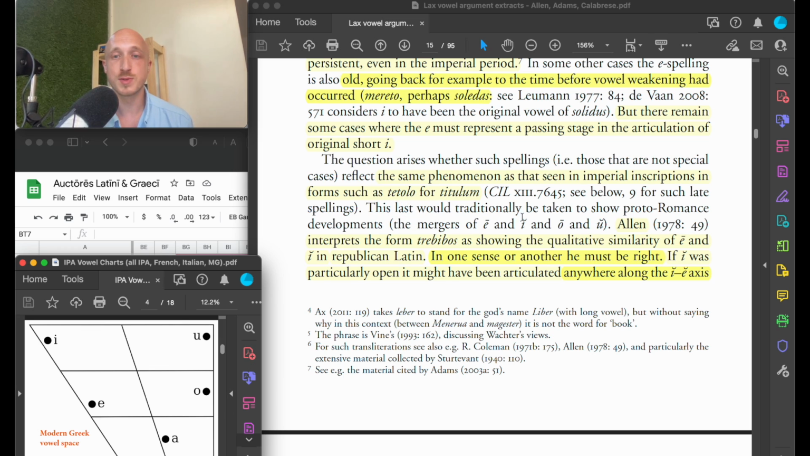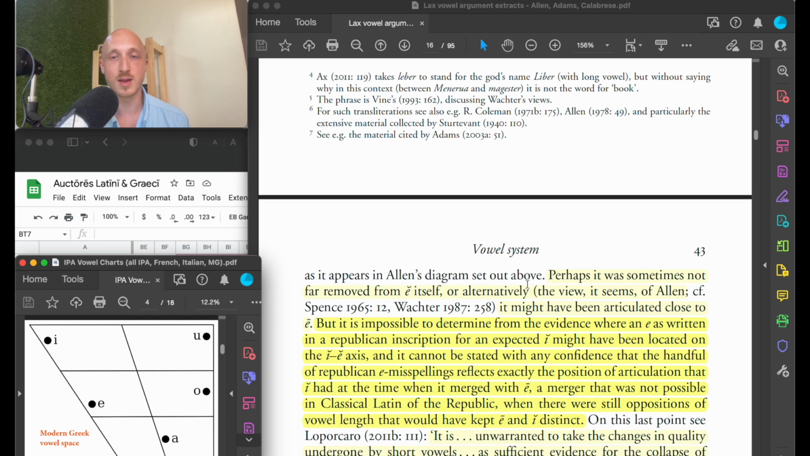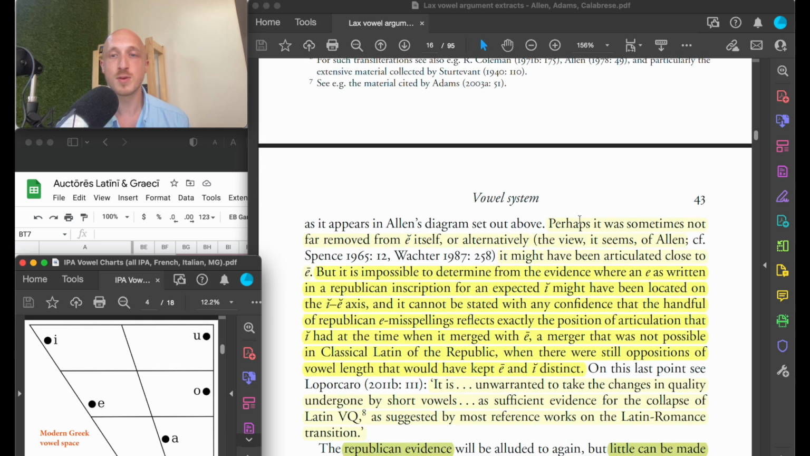The latter would traditionally be taken to show Proto-Romance developments, the mergers of e and I, o and u. Allen interprets the form trebibos as showing the qualitative similarity of e and I in Republican Latin. In one sense or another, he must be right. If I was particularly open, it might have been articulated anywhere along the I-E axis, as it appears in Allen's diagram set above. Perhaps it was not far removed from e itself, or alternatively, in the view, it seems, of Allen, it might have been articulated close to e.